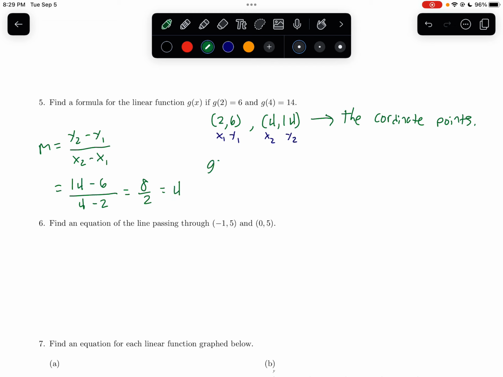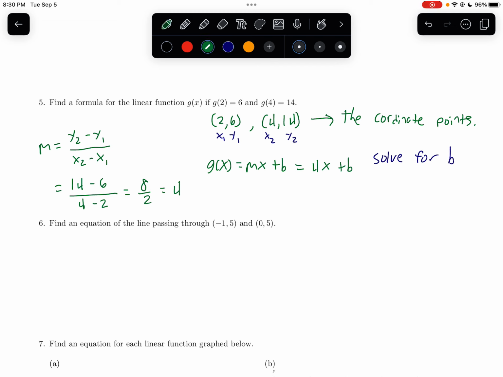And so we know that g of x looks something like, in slope intercept form, mx plus b. And because the slope is 4, this is 4x plus b. You then solve for b, because we don't know the vertical intercept yet.